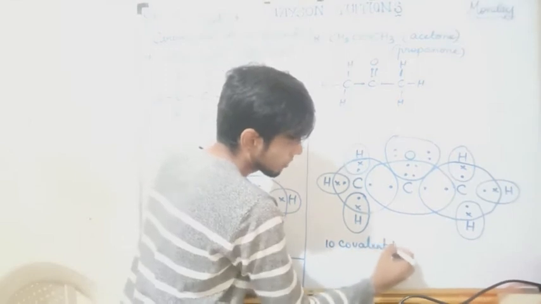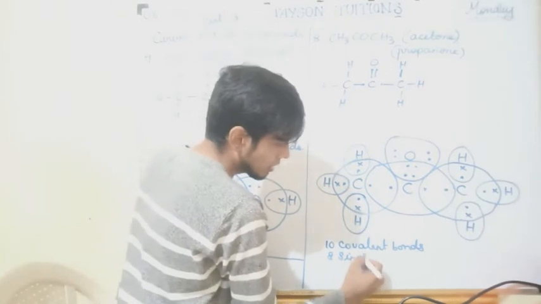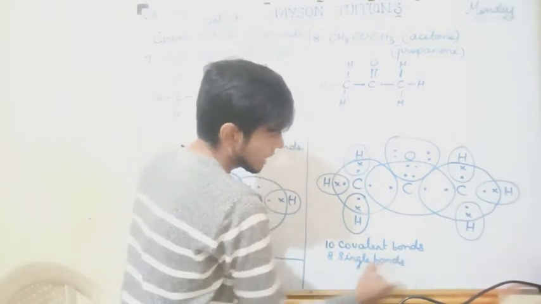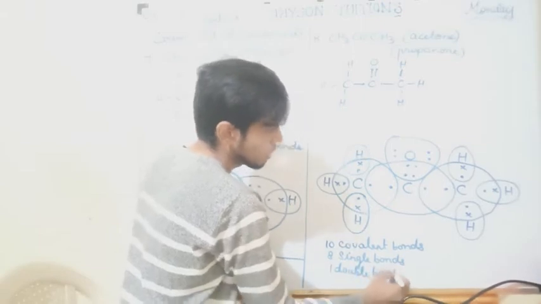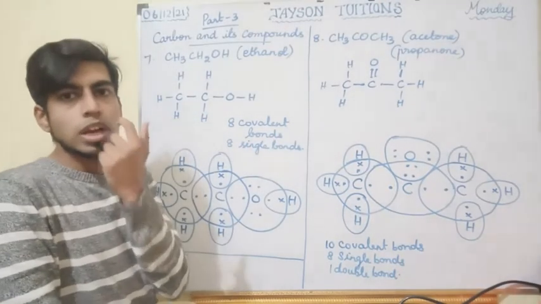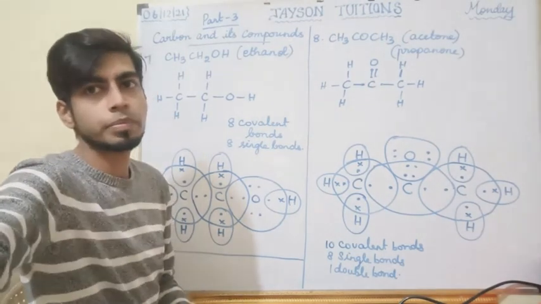Out of the 10 covalent bonds, 8 bonds are single bonds and there is one double bond. Okay. So understood how to draw the electron dot structure for propanone or acetone.